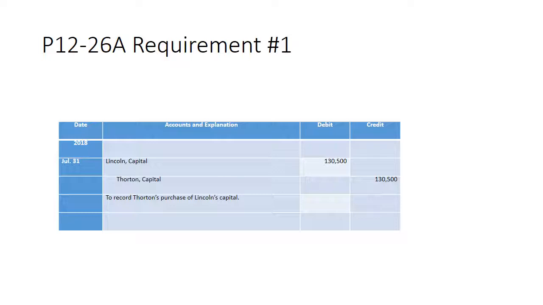What does the company do? They remove Lincoln as an owner by debiting his capital account for its balance and give Thornton that balance, and credit Thornton capital $130,500. The partnership didn't receive any kind of assets here. So all they're doing is transferring the capital balance from the old partner to the new partner.